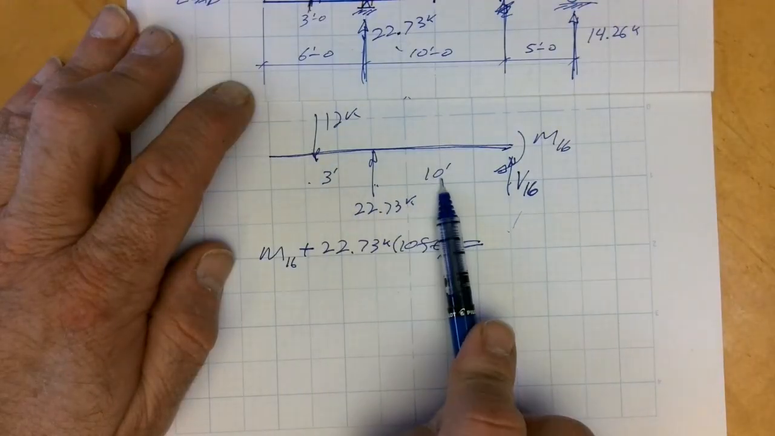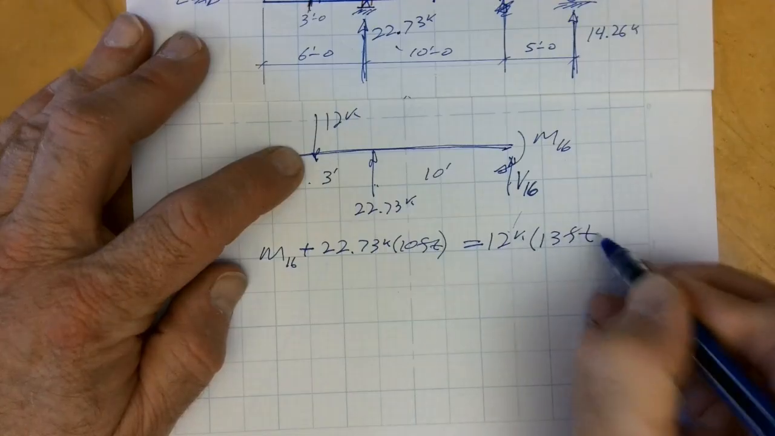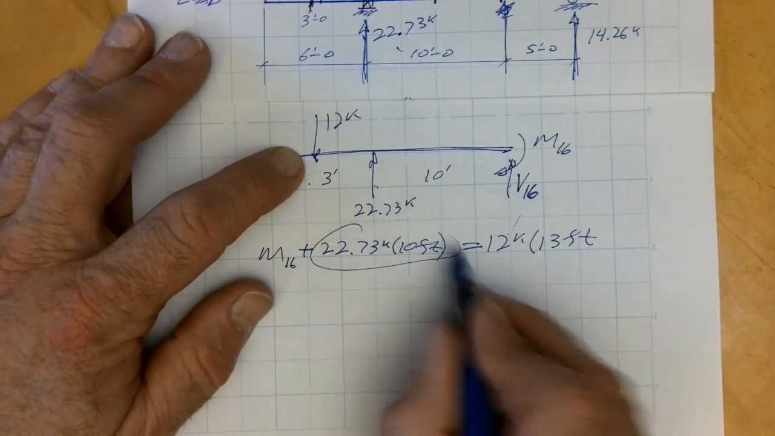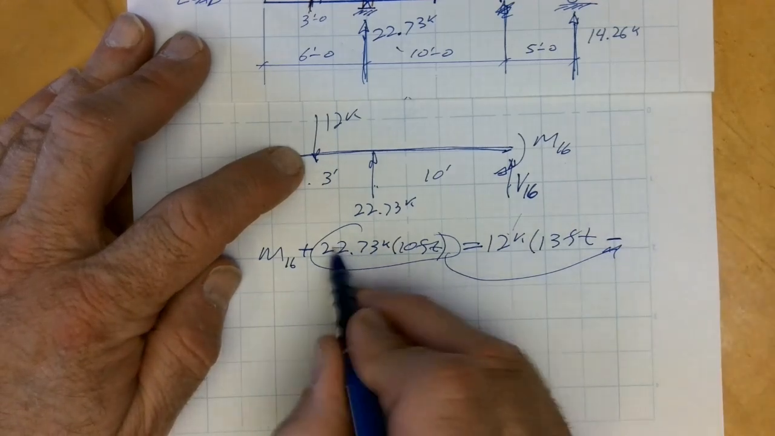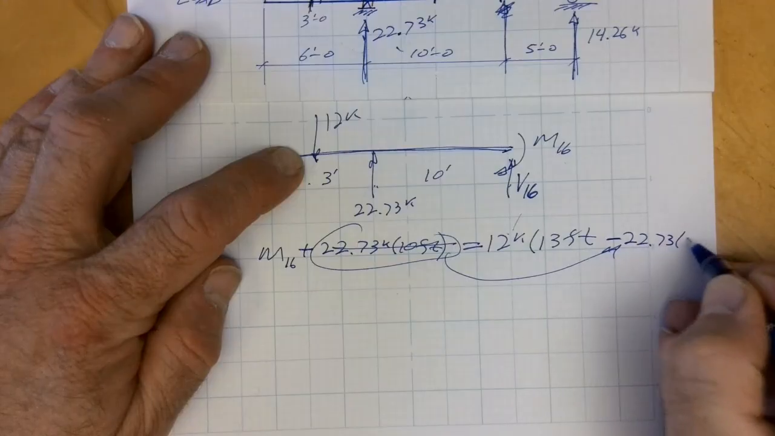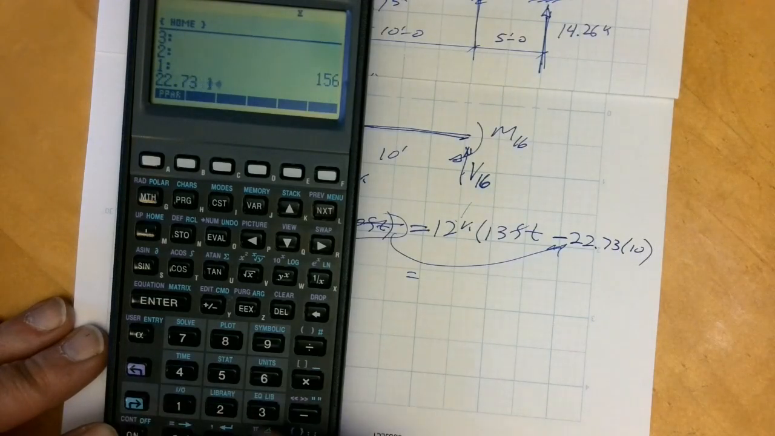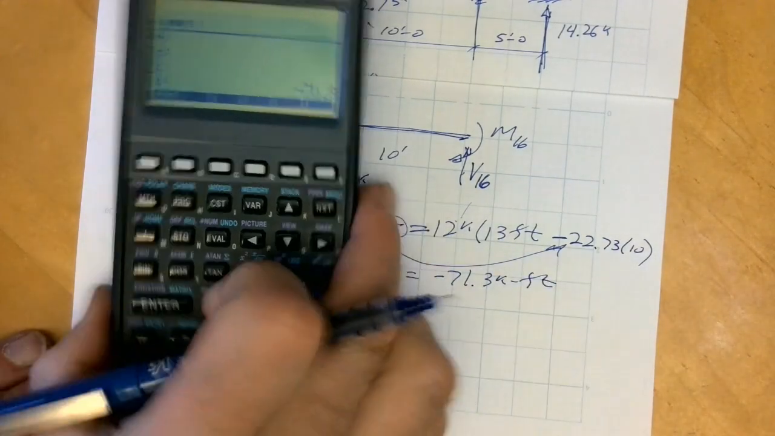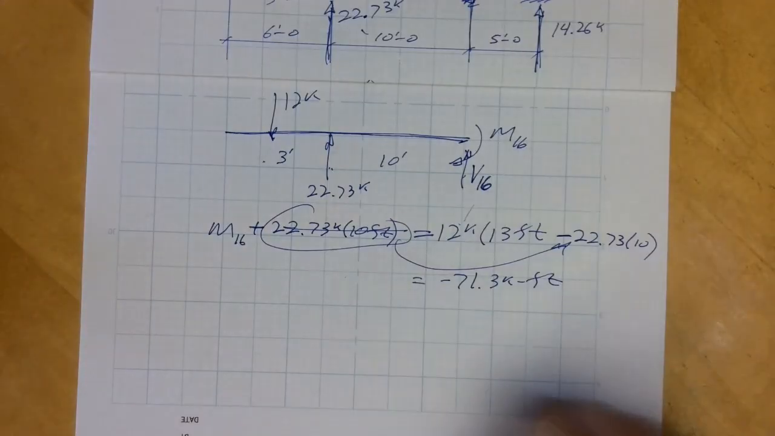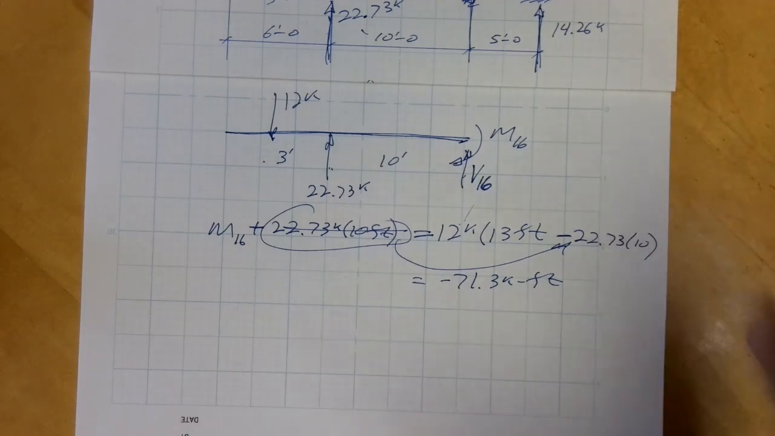And then that equals the positive moments going around this way. So 12 kips times 10 plus 3, so that would be 13. 12 kips times 13 feet. I'm going to move this over to here and make that negative, and then solve for this. So if I cross that out, 22.73 times 10. Let's just crank that out really quick. I have negative 71.3 kip feet, which is making sense because a negative moment's below the line. It smiles at you, and anyway, we'll see it when we draw it.